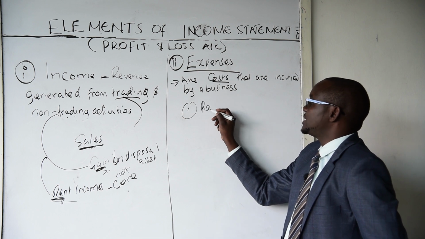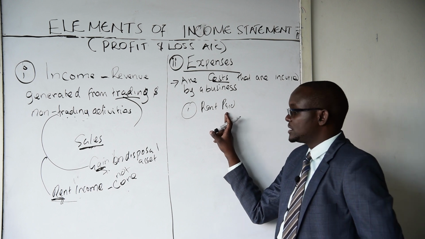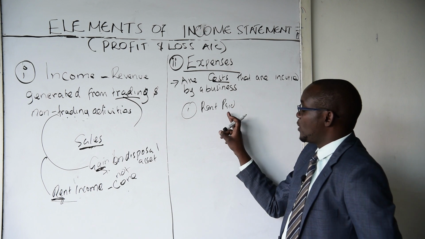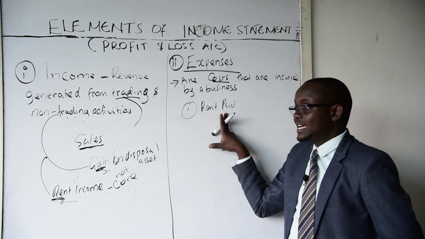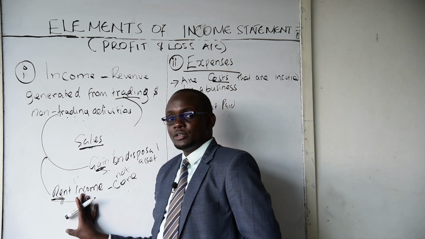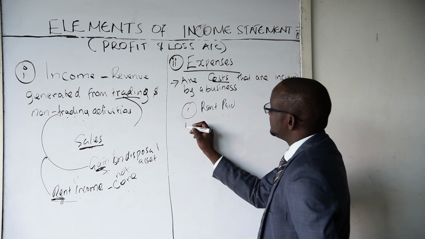We have rent paid. I am very specific, rent paid, because when you receive rent, rent becomes an income. When you pay rent, it means you are the tenant, hence that is an expense. When you receive rent, it means you are the landlord, and that is an income. So we have rent paid.